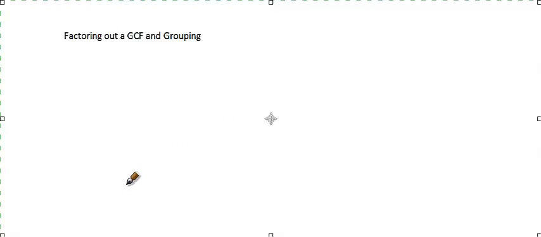So in this video we're going to show you how to factor by taking out a GCF and then also factor by grouping, which is really just a glorified factoring by a GCF as well. So when you want to factor out a GCF, you've got something like 6x minus 12. And it's really the opposite of the distributive property.